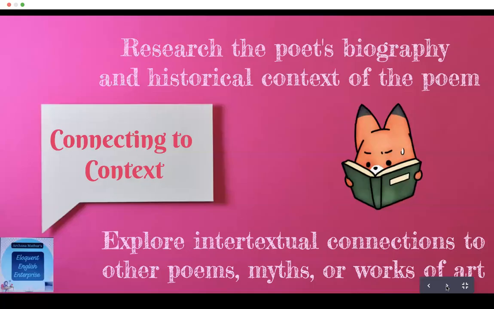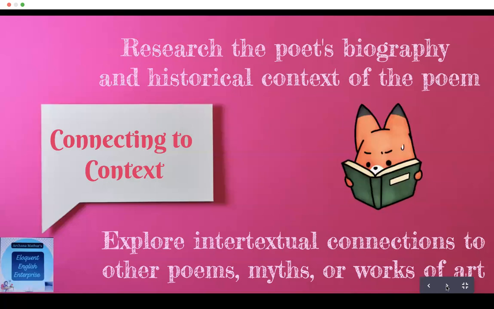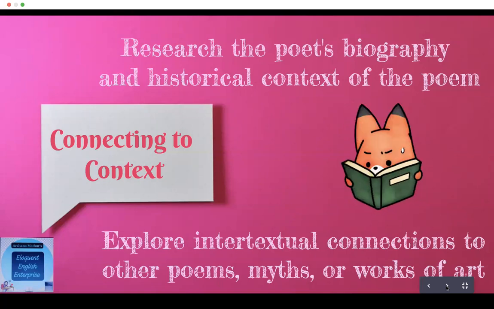Then we have to connect ourselves and our students to the context. Like we have to research. Now, this is important, but I did not put it as the first point of the video, because till the students have read a little bit of the poet's writing, they will not be able to relate with the poet. So towards the middle of your teaching, you have to give them a little insight into the poet's own biography and the historical context of the poem.